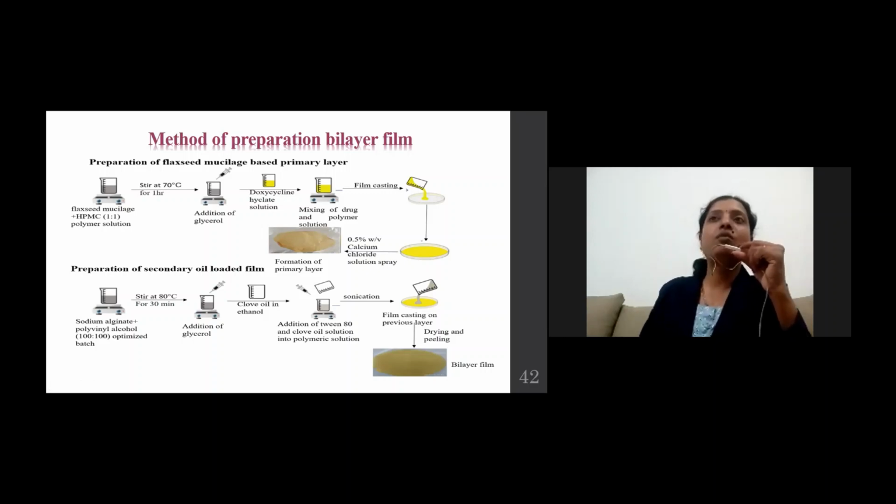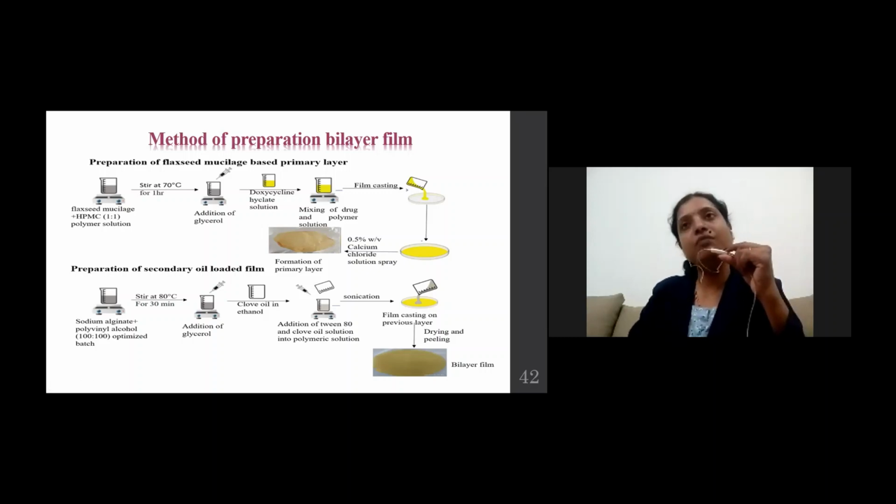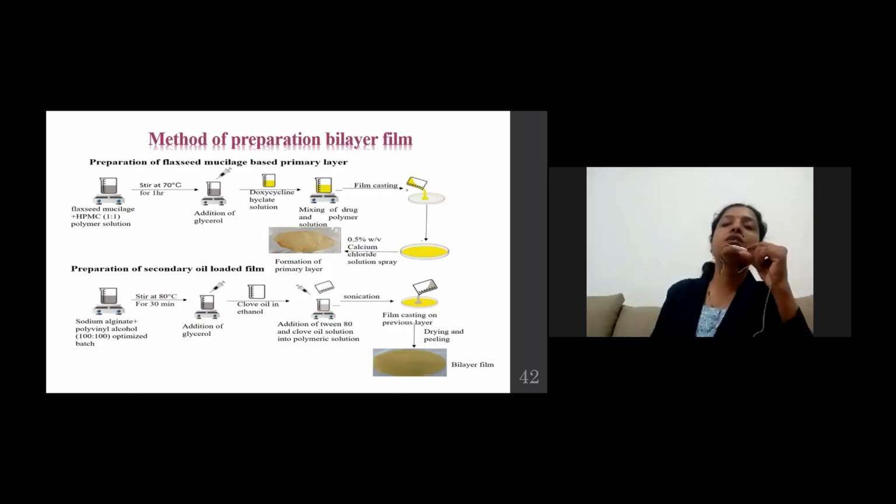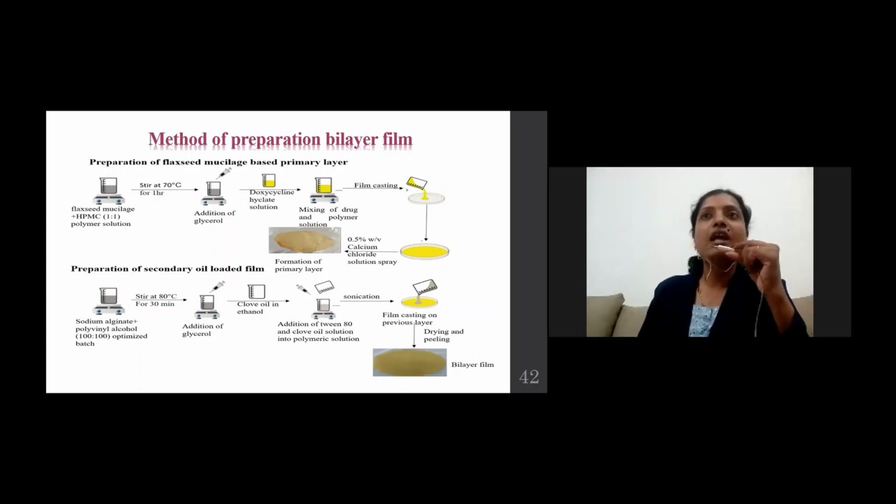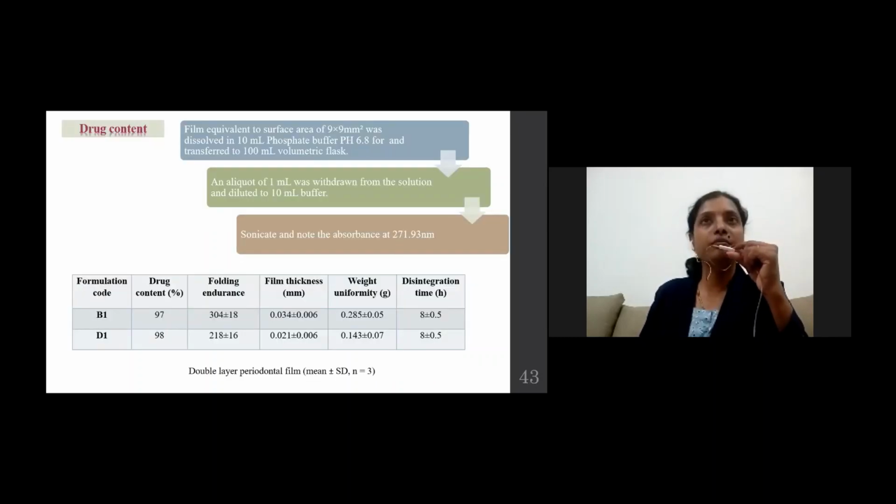Drug is added to form the film, and the film was further sprayed with a 0.5% solution of calcium chloride. Over that solution, I have just casted the secondary layer containing the sodium alginate and PVA. The drug content of the primary layer as well as the bilayer film was evaluated, and it is almost 98 and 97%, which is within the limit of pharmacopoeia.